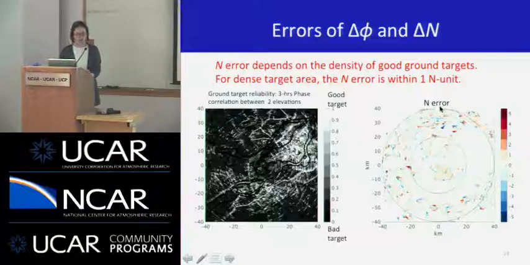The result shows that in some areas, for example urban areas or areas with better ground target coverage, we have smaller errors in the refractivity, and the magnitude is within one N unit, so it's negligible. However, in other areas, if we don't have many ground targets, then we have a lot of errors, and they're more like randomly distributed. So this gives us a better idea of how to interpret the refractive field and how reliable the refractive field is based on the measurements we have.